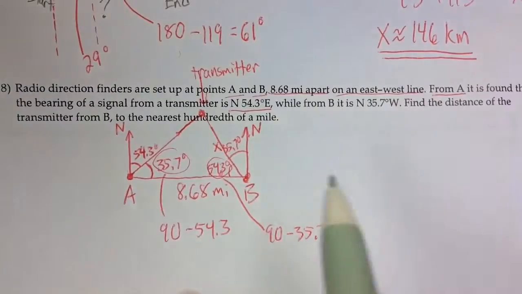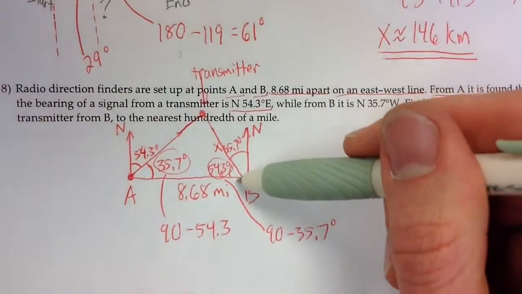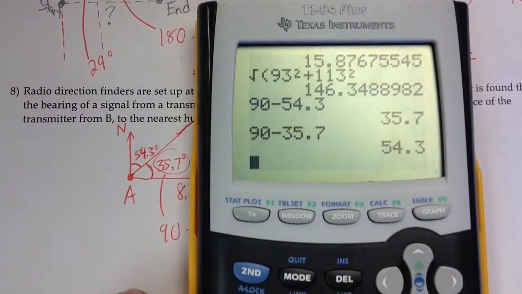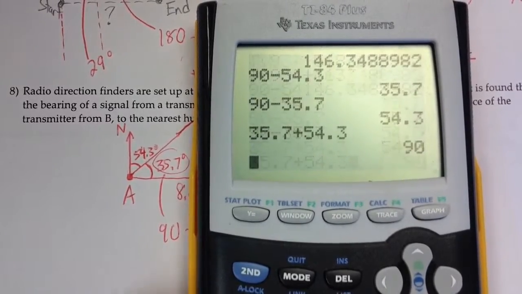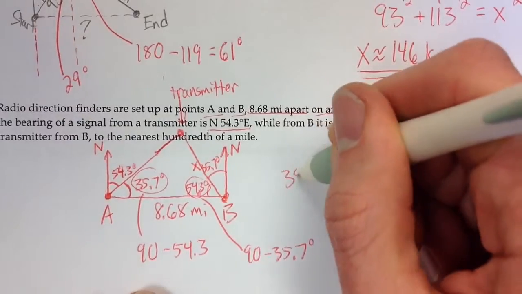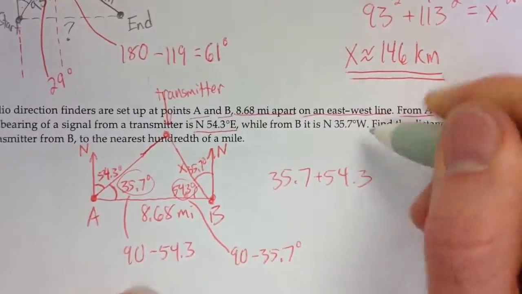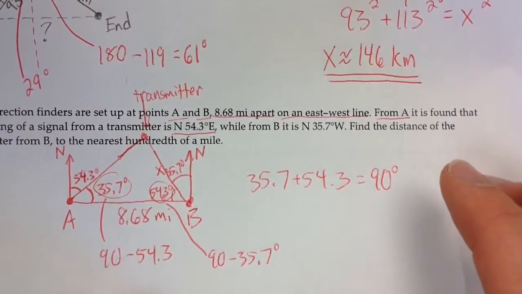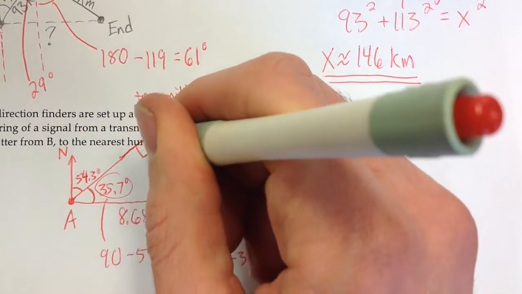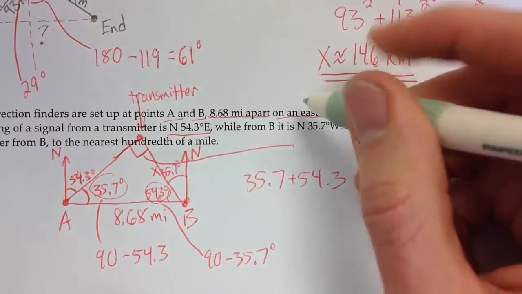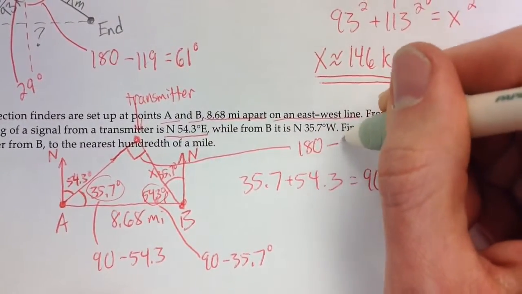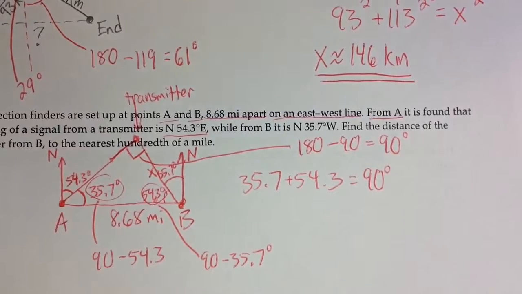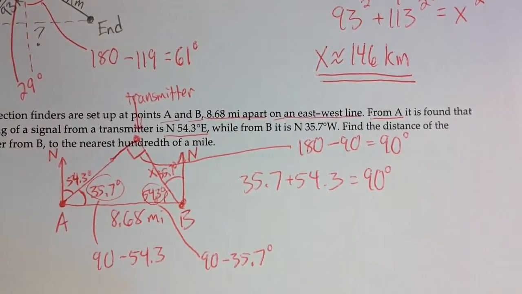And the only reason I'm allowed to do that is because A and B are on an east-west line. So there's a 90-degree angle between north-south and east-west. Add those two up. You get 90 degrees. And since angles in a triangle have to add up to 180, you have proof that your top angle is 90 degrees. That unlocks tools like the Pythagorean theorem, the trig ratio definitions.